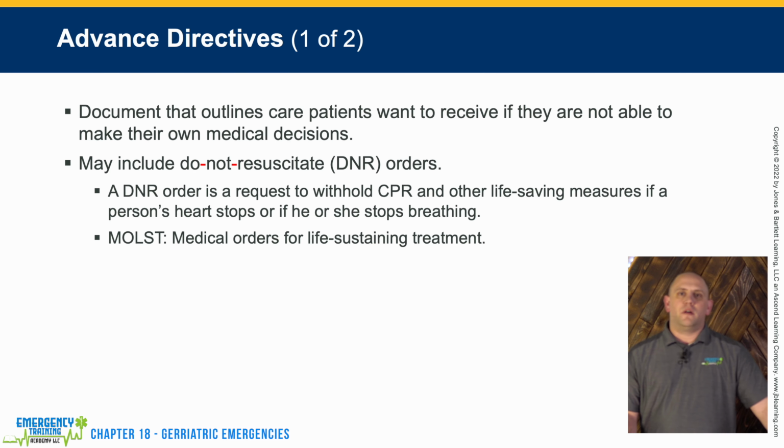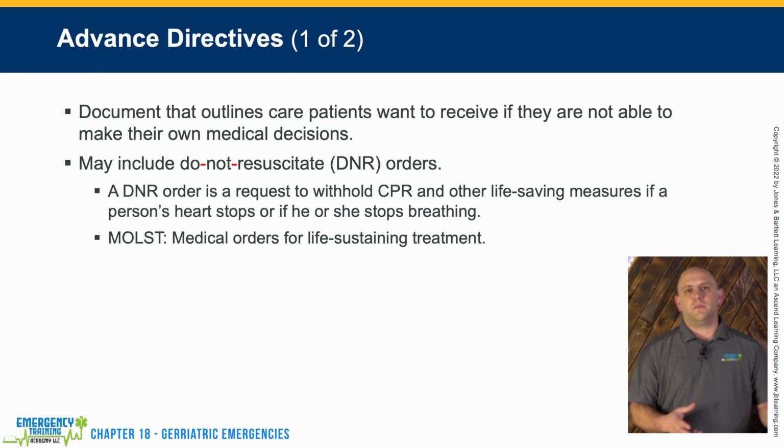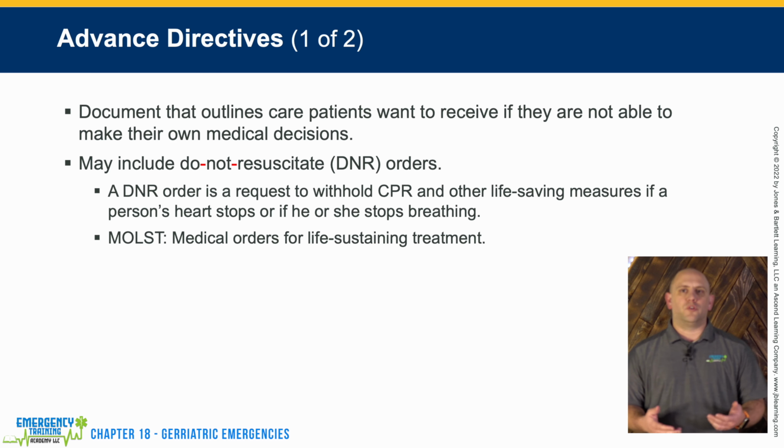Advance directives are simply a document outlining the care that the patient wishes to receive. Sometimes these advance directives can also include a do not resuscitate order or a DNR. The DNR requests that we withhold CPR or other life-saving measures if the patient's heart were to stop.